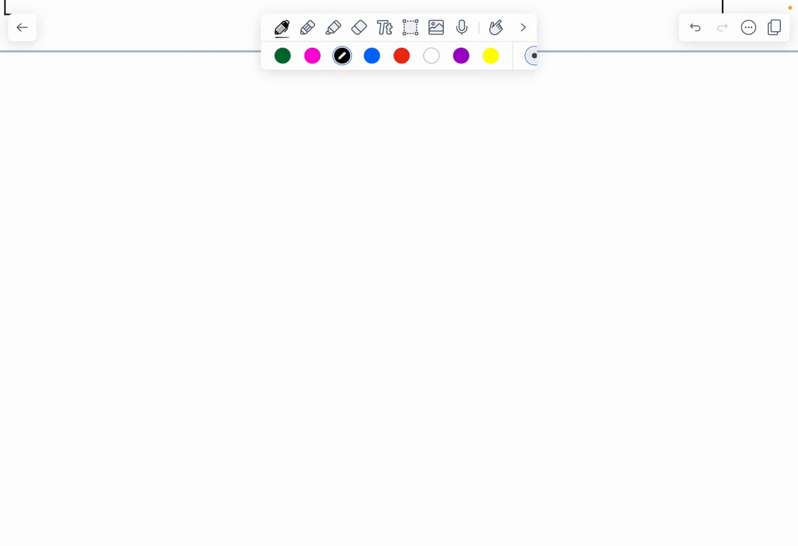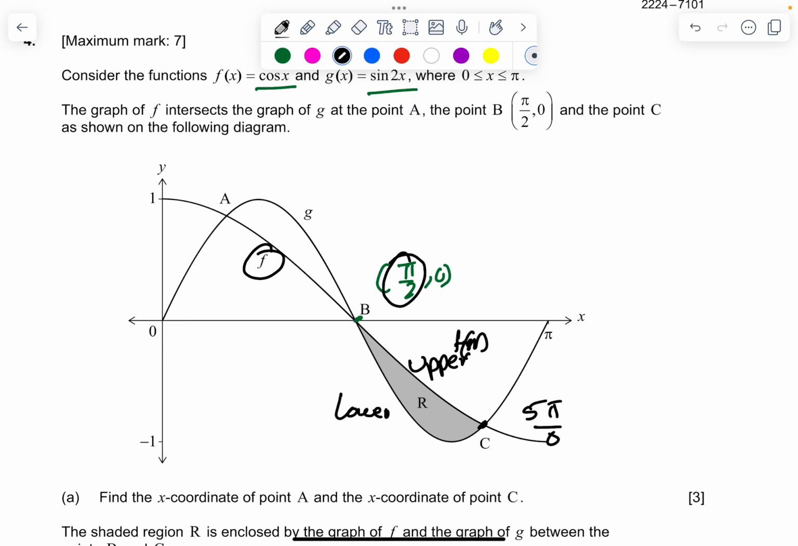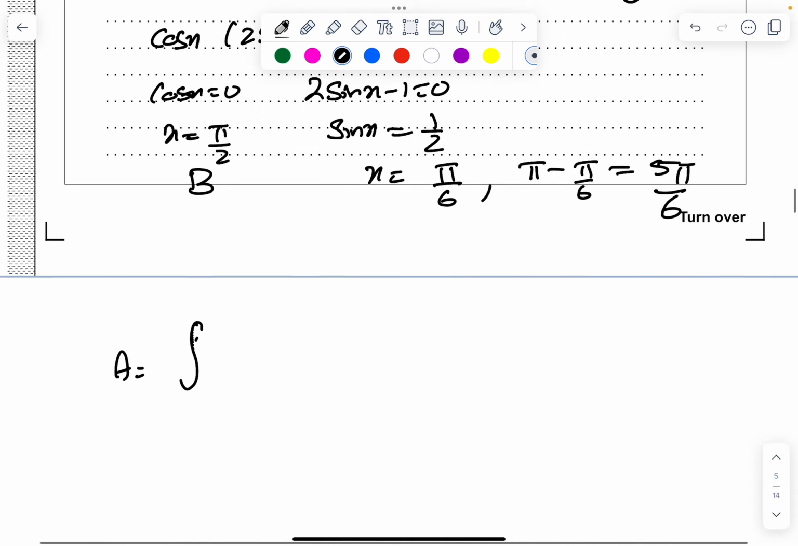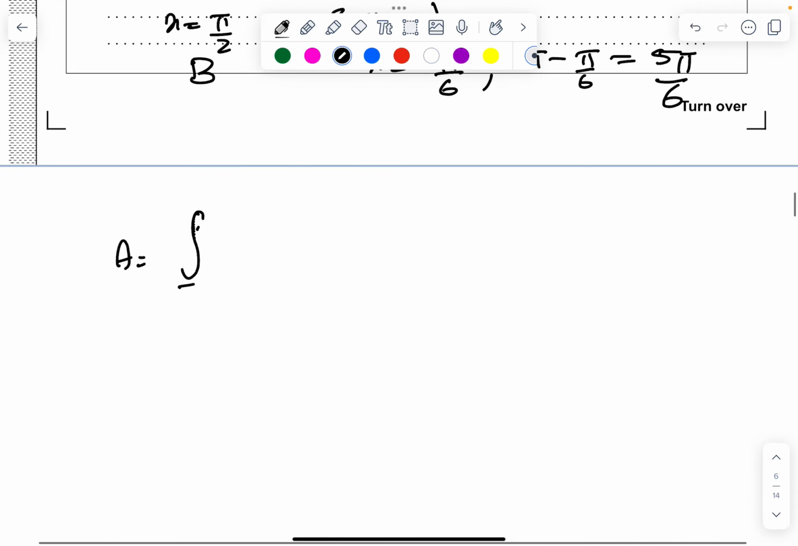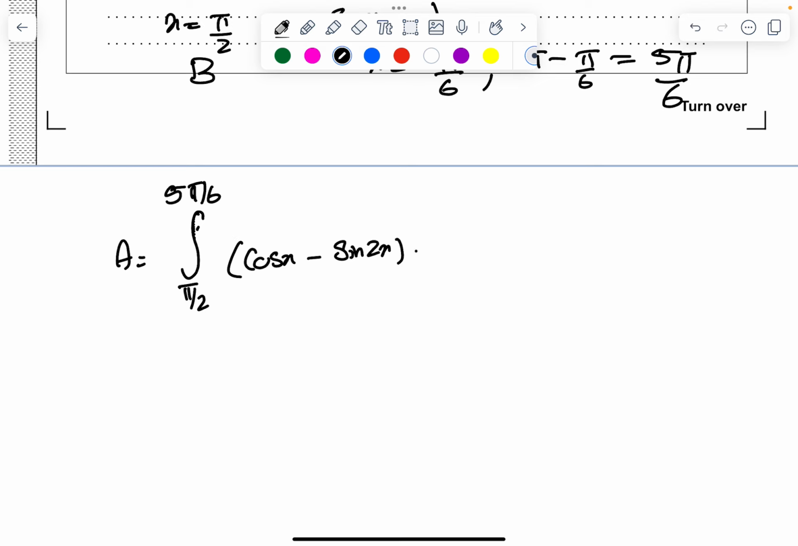So area equals integral. This is the upper curve and this is the lower curve, starting from pi by 2 to 5 pi by 6. This point was 5 pi by 6. So the upper curve is f of x and the lower curve is g of x. So the area is the integral from pi by 2 to 5 pi by 6 of cos x minus sin 2x dx.